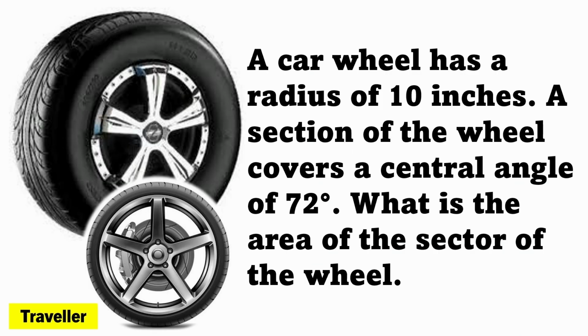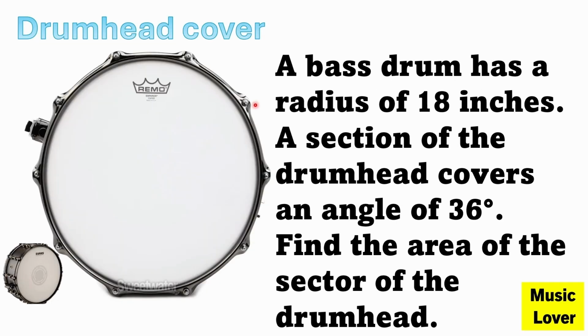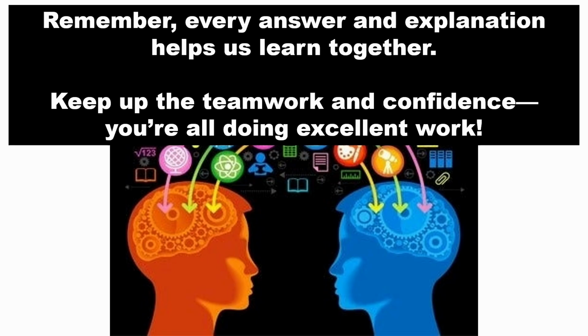Next problem. A car wheel has a radius of 10 inches. A section of the wheel covers a central angle of 72 degrees. What is the area of the sector of the wheel? Next one, a bass drum has a radius of 18 inches. A section of the drum head covers an angle of 36 degrees. Find the area of the sector of the drum head.